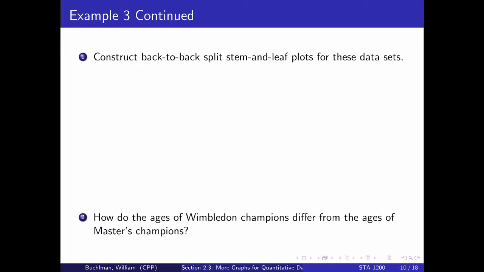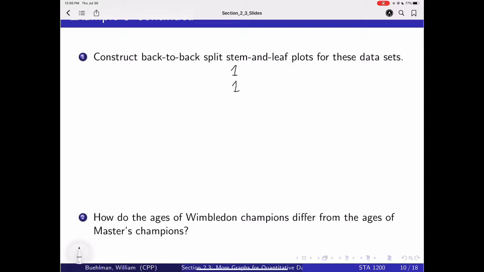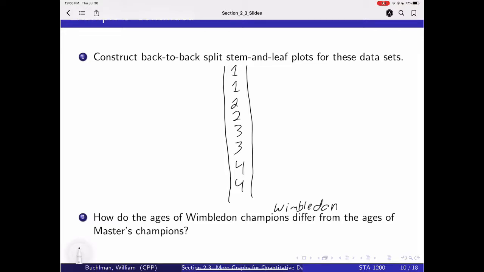We have 1, right? Those are the people in the 10s. Here are the people in the 20s, 30s, and 40s, and we have nobody older or younger than that. So we're going to do the Wimbledon winners on the right and the Masters winners on the left. So I'm going to write that down here. You don't need to do this, but I'm going to do it just so that it is clear for you guys which ones are on which side.